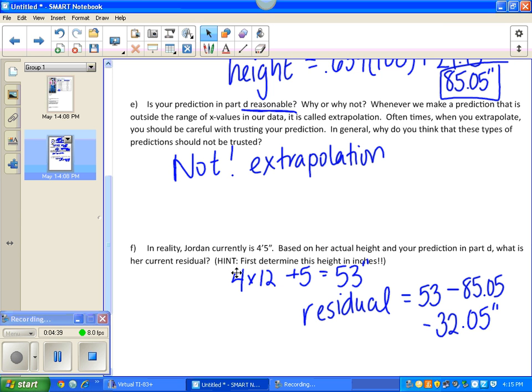Other things that you need to know on this topic are how to interpret the slope, the y-intercept, how to look at a residual plot for noise, and how to make a scatter plot. Those are things we will practice more in class.